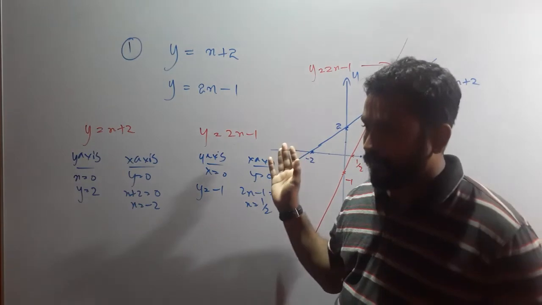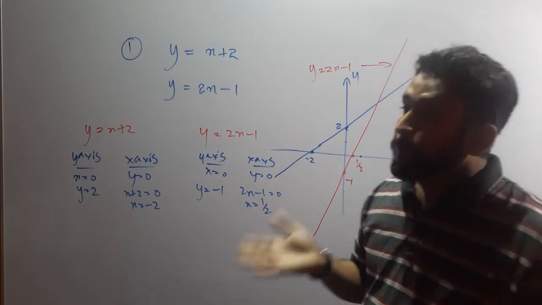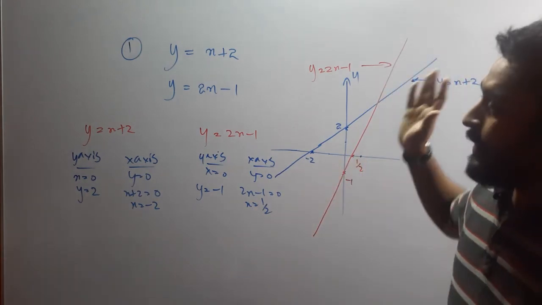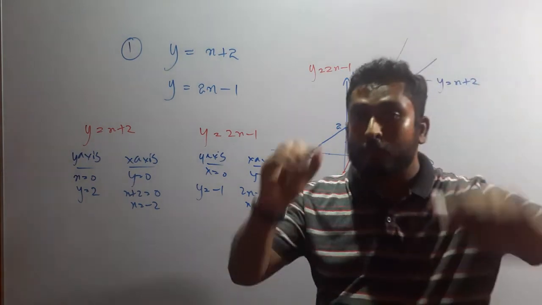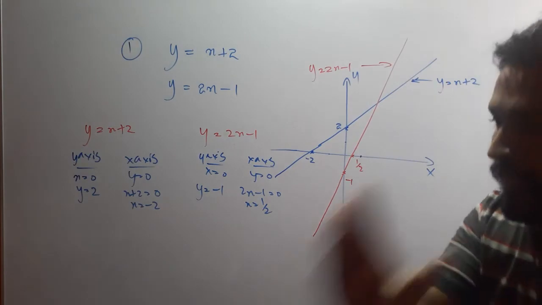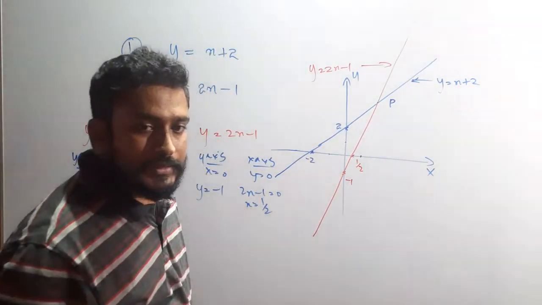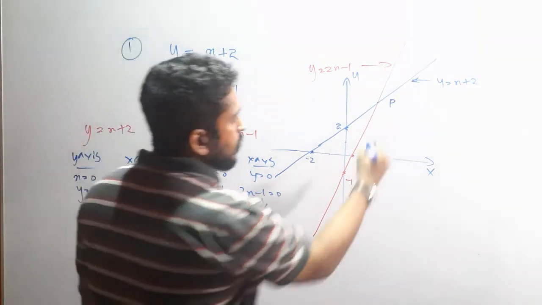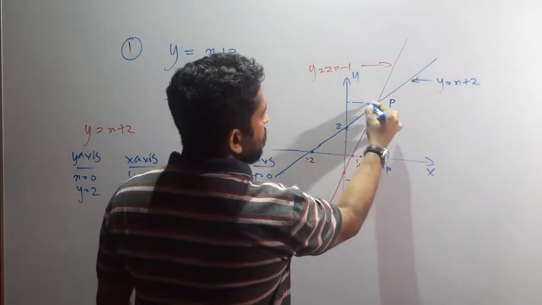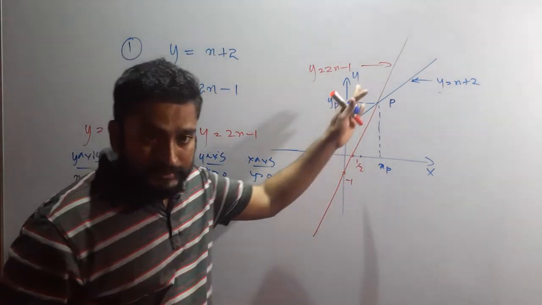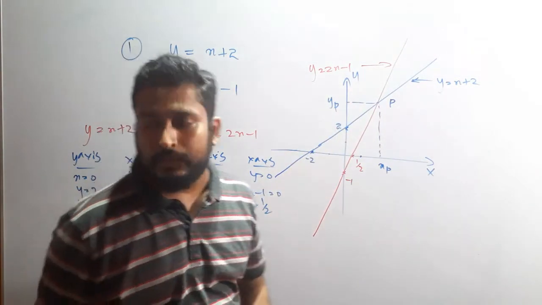If one graph is there, the important data are only the cutting points with the x-axis and y-axis. But when there are two graphs, as far as there exists a cutting point or intersecting point, that is important as well. So mark that point as P. Let's say this is xp, the horizontal coordinate of P, and this is yp, the vertical coordinate of P.